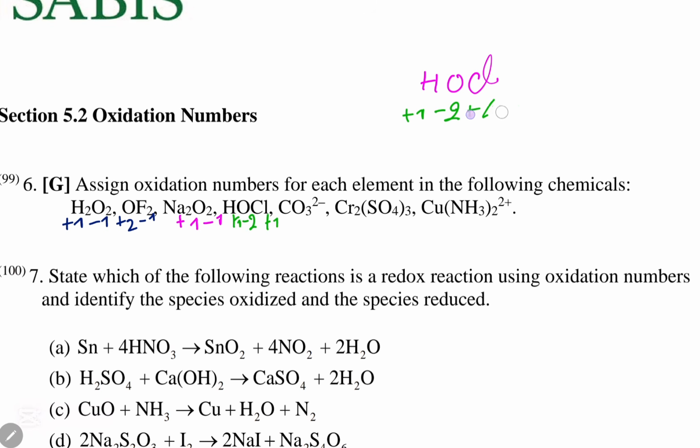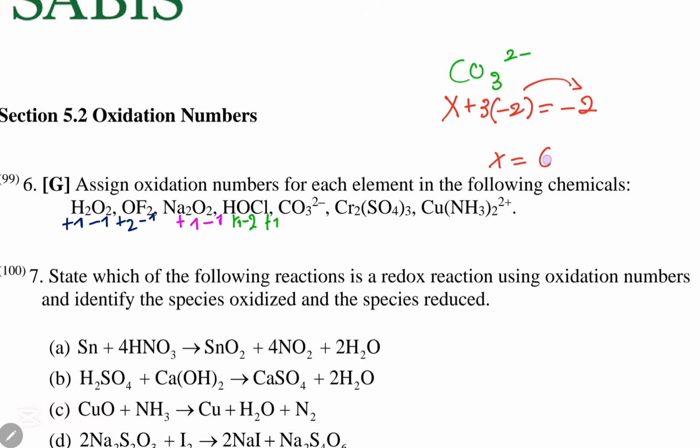Now CO3 2 minus. This is something very important. CO3 2 minus. Okay. Carbon, I don't know what it is, it's X, because oxygen takes the greater priority. Plus 3 times minus 2, it's going to be equal to the charge of the ion, because it's a compound ion, which in this case is minus 2. So I'll move this to the other side. X is equal to 6 minus 2, so X is going to be equal to plus 4. So here I have plus 4, here I will have minus 2.